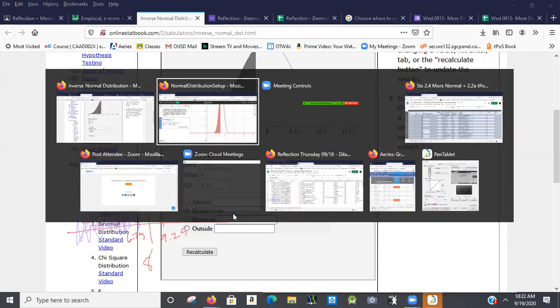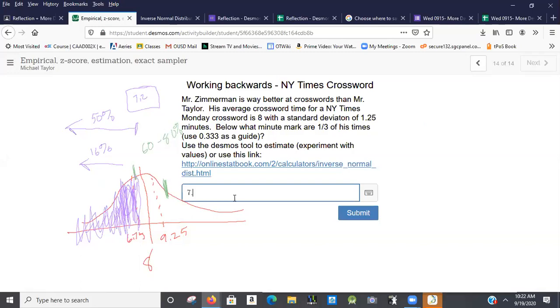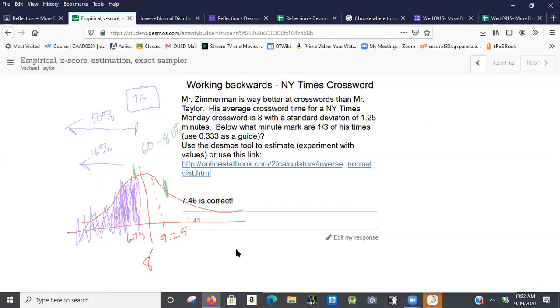And the other thing is I want below 7.46. I think I've got this thing so it will work with the 7.45. I think we'll check it, even though it wasn't the exact answer. If you get something close, we'll generally check it for you. That's the way I've got this set up.